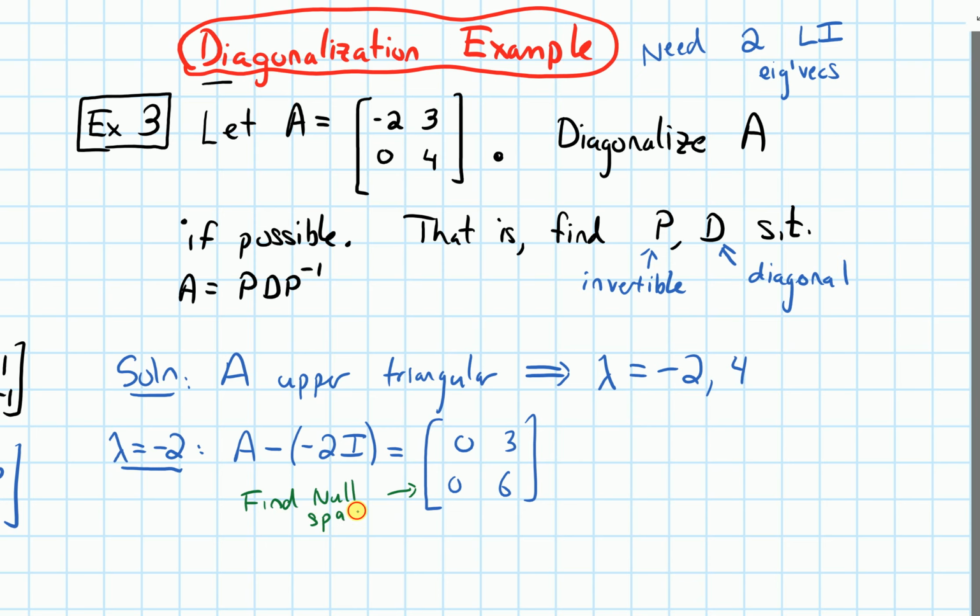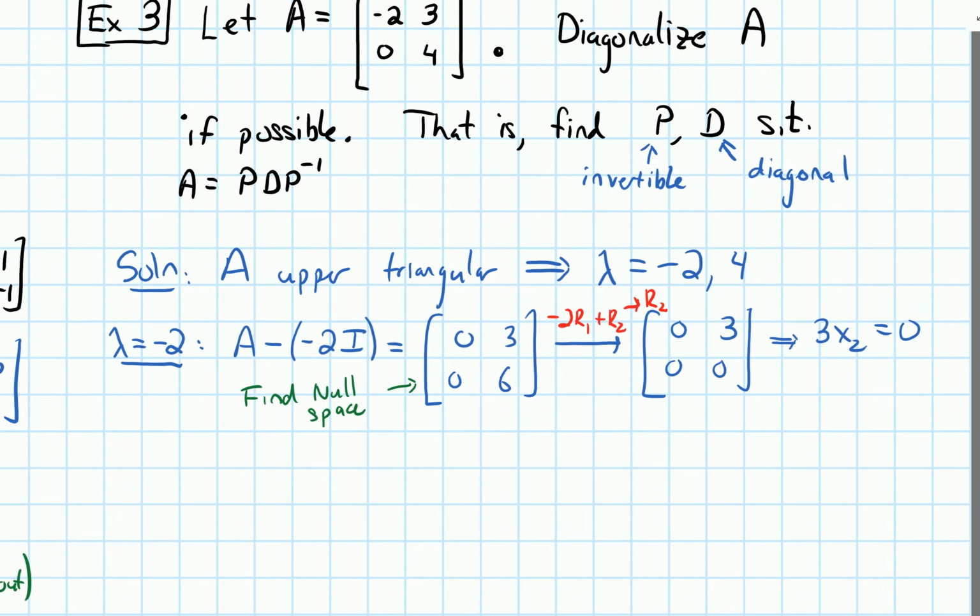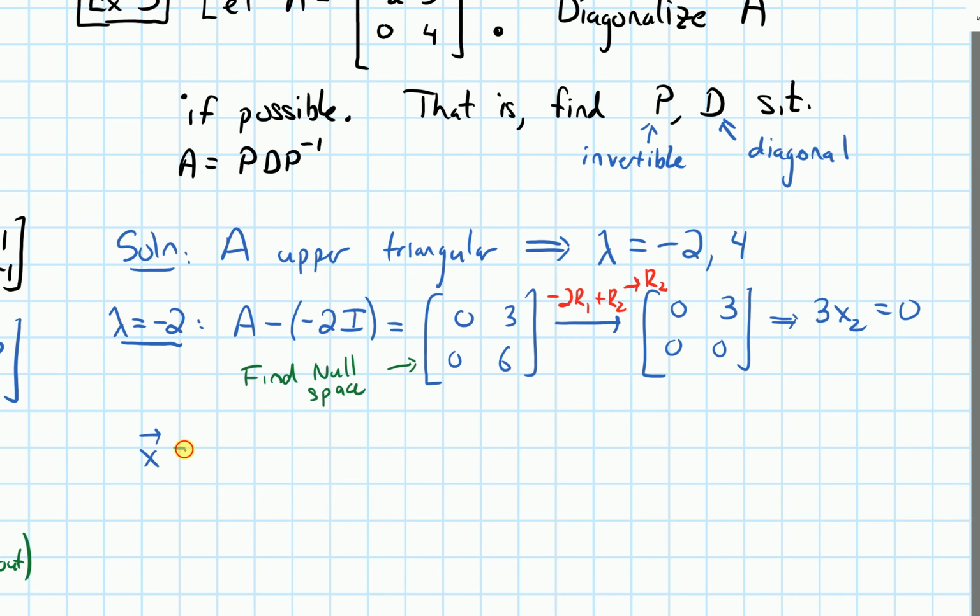Let's row reduce this. I notice that the second row is a multiple of the first, so I can zero out the second row. If I do -2 times row 1 and add that to row 2, the first row stays the same, but the second row becomes all zeros. I could row reduce further, but the equation is simple enough that I'm just going to write it out. The first row gives me 3x2 equals 0. The second row gives me 0 equals 0, which isn't helpful to us.